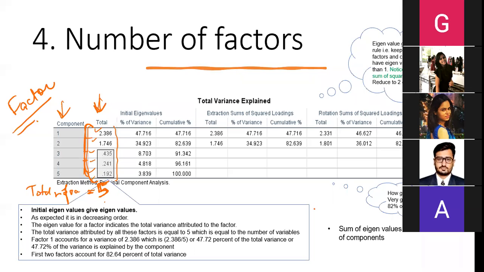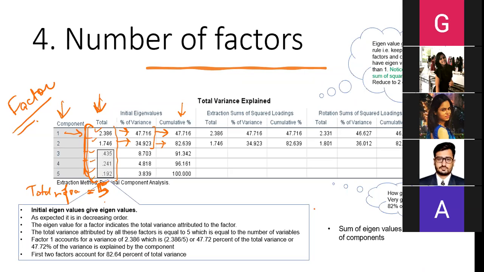Second is this percentage of variance explained. So this first factor is explaining 47.716 percent of variance. This one is explaining 34 percent of variance, and so on. What is this cumulative percentage? 47.716 is the same, that gets transferred. Add 47 and 34: 82.639. Yes, that is the cumulative, 82.639.